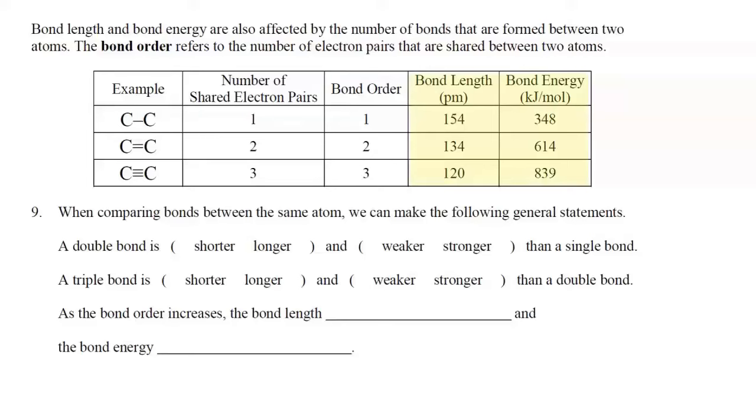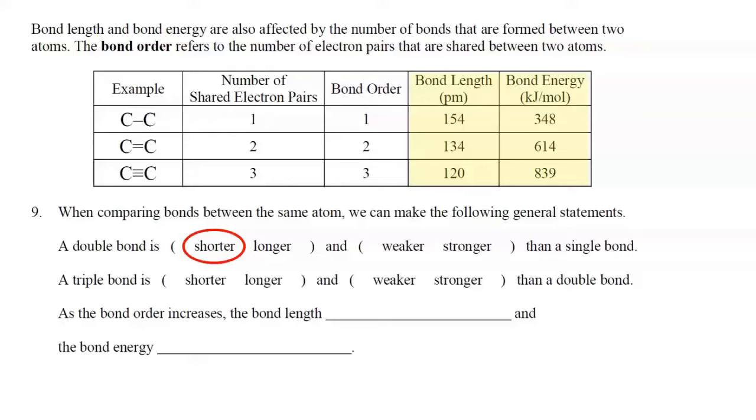Focus on the data for bond length and bond energy. And what you can see as you go from top to bottom in this table is that as we go from a single bond to a double bond, they're getting shorter in length. We go from 154 picometers to 134 picometers. So a double bond is shorter than a single bond.